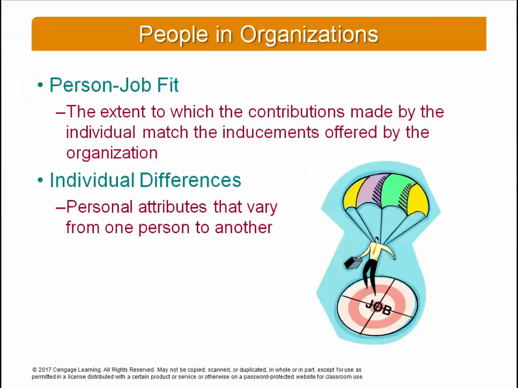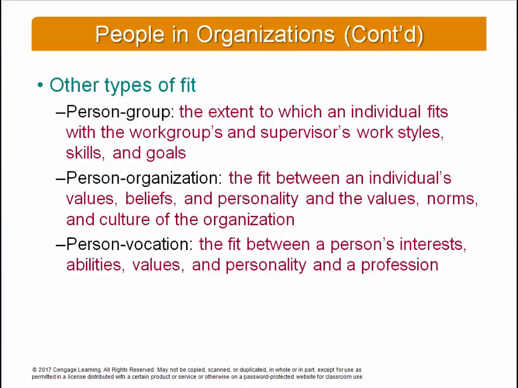Okay, so we mentioned person to job fit, right? That's the extent to which contributions made by the individual match inducements offered by the organization. So what we really want to do is, do we have the right person do the right job? Is what that job requires them, is what they're interested in actually doing. And certainly we know people have lots of individual differences. They're not all the same. Like we talked about earlier, people are not robots, they are individuals, and they must be treated as such if you want to get the maximum output from them.